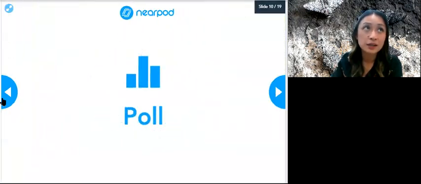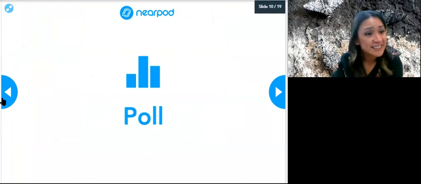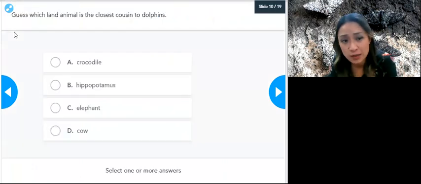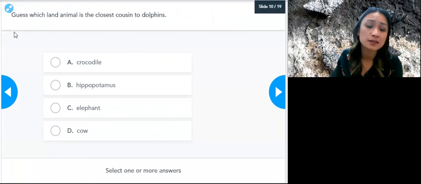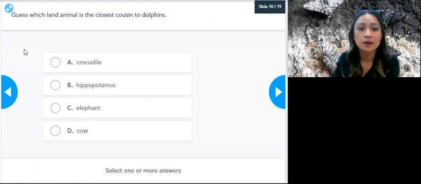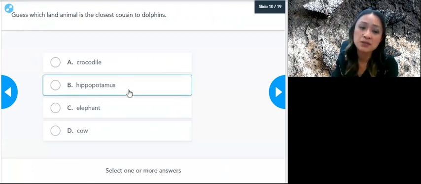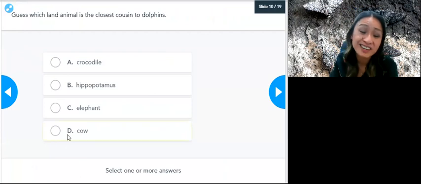And so slide 10, there is a poll here for you. Guess which land animal is the closest cousin to dolphins. Is it A, a crocodile, B, a hippopotamus, C, elephant, or D, a cow?